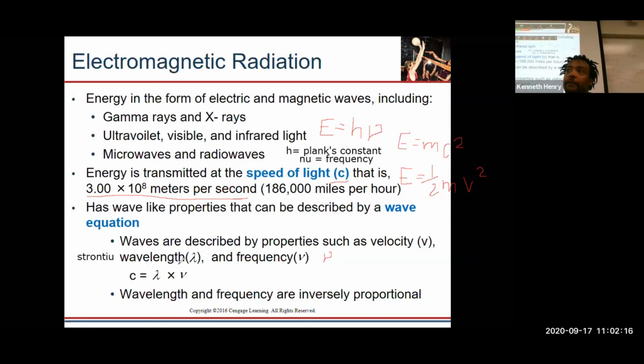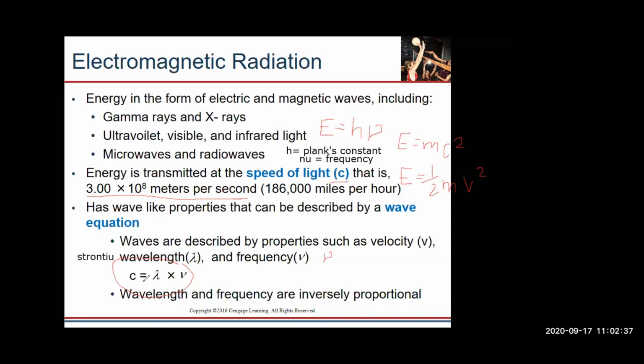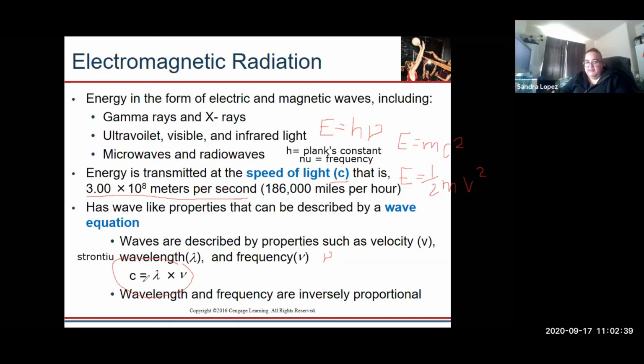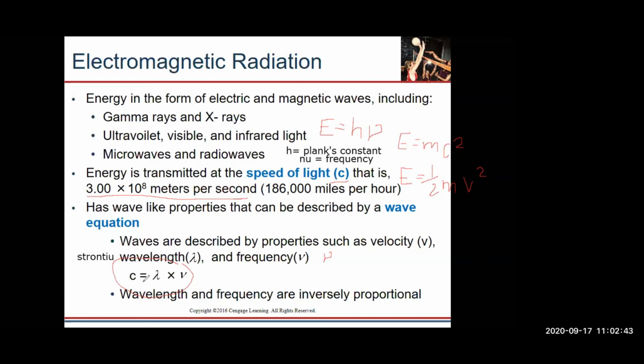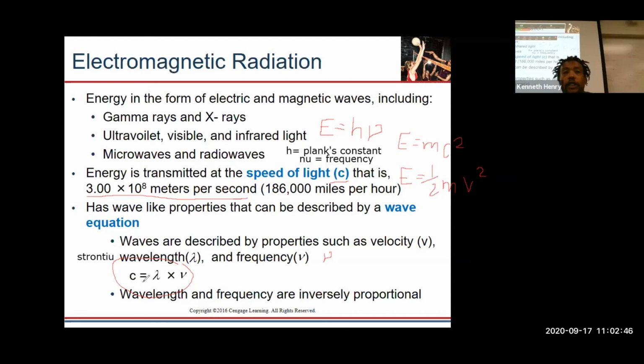Okay, so the last part that we're going to talk about, and then I'll show you a figure, and then we'll stop at that point. Last part I want to talk about, speed of light is equal to lambda times nu. Again, nu is for frequency. So the speed of light, which is always going to be the same number, what is the speed of light? 3.00 times 10 to the 8th power. That's correct. So that's always going to be the same.